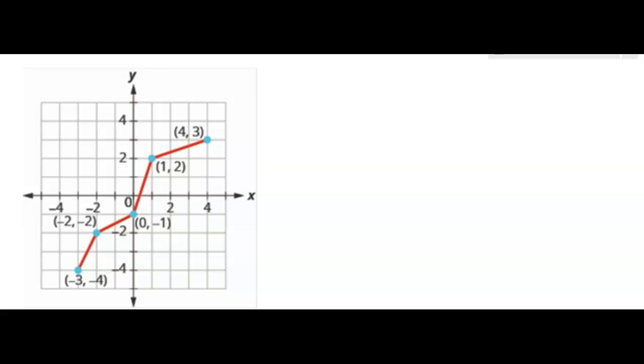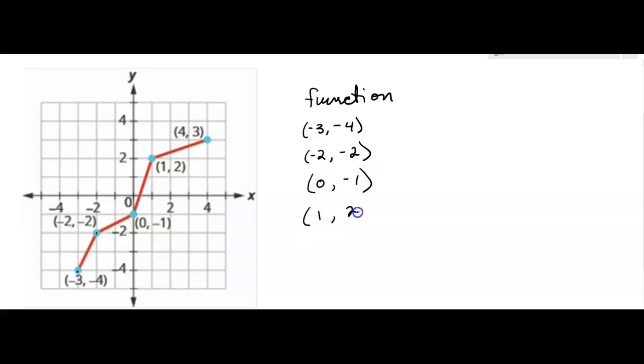One way you could do this is to think about what the original function is. Well, the original function has ordered pairs (-3, -4). You could do this with a table of values as well. (-2, -2). I'm looking at each of these individual ordered pairs that they tell me. (0, -1), (1, 2), and (4, 3).